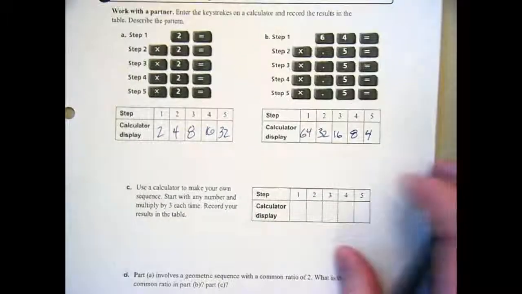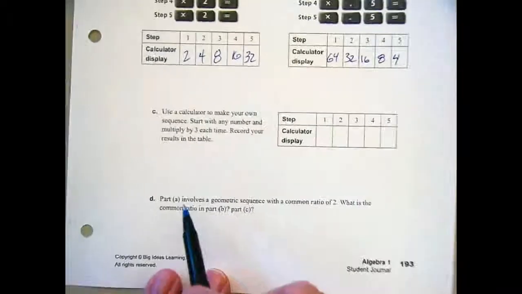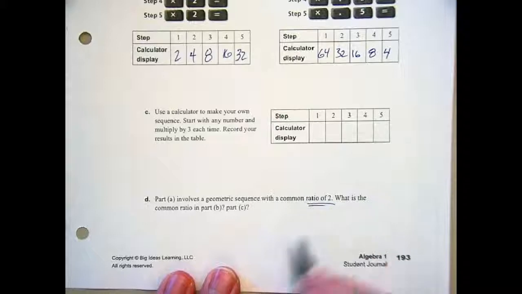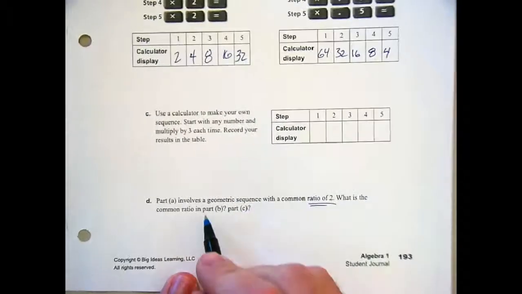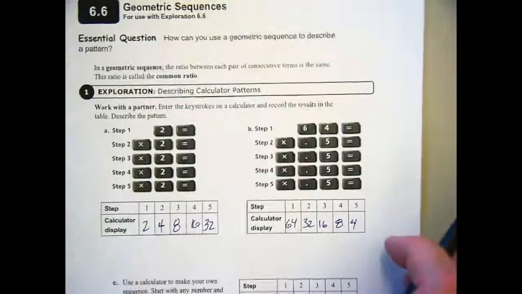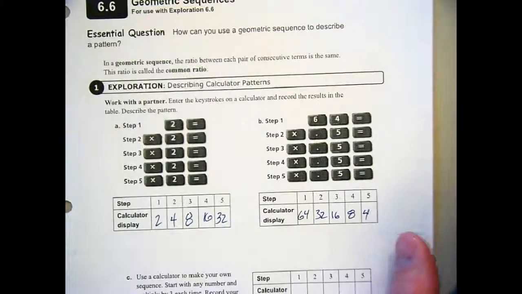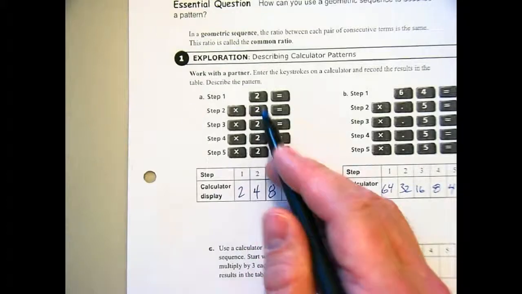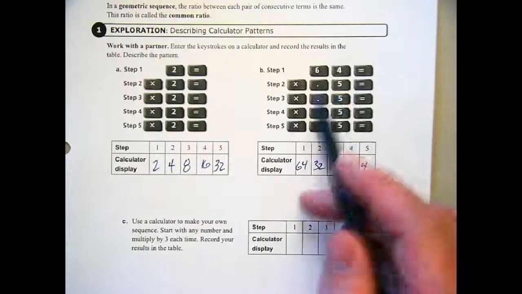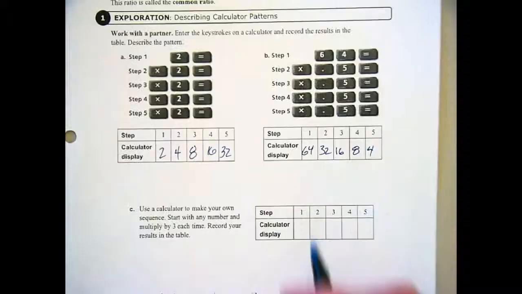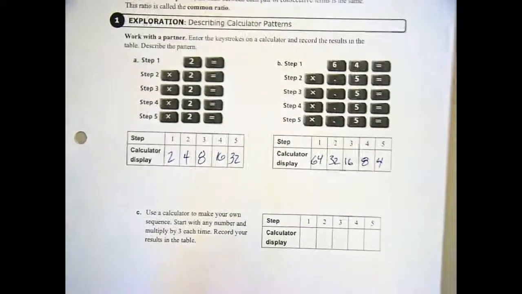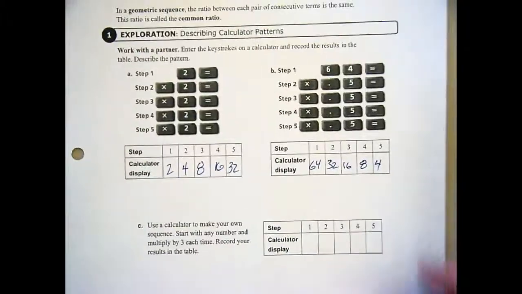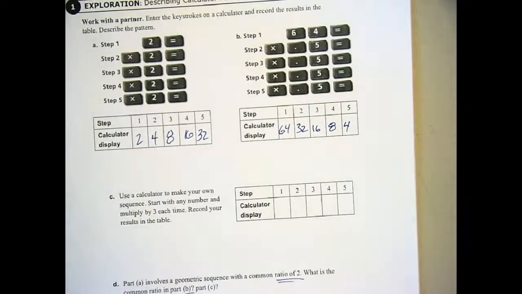You make your own pattern, but part A involves geometric sequences with a common ratio of 2. What's the common ratio in part B? 3. Okay, let's go back to A. Common ratio of 2. You're multiplying by 2 every time. What's the common ratio in part B? 0.5. Yeah. Multiplying by 0.5. Now, part C is whatever you came up with. All right. Any questions there?